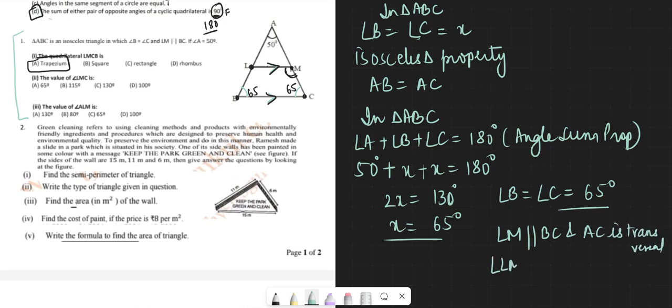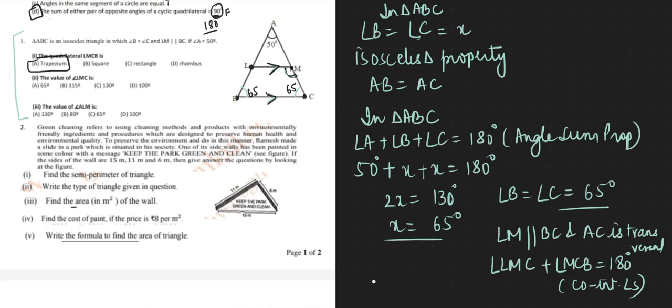So angle LMC plus angle MCB is 180 degrees. The sum is 180 degrees because they are co-interior angles. We know the measure of angle MCB, which is 65 degrees, and we need to find angle LMC.